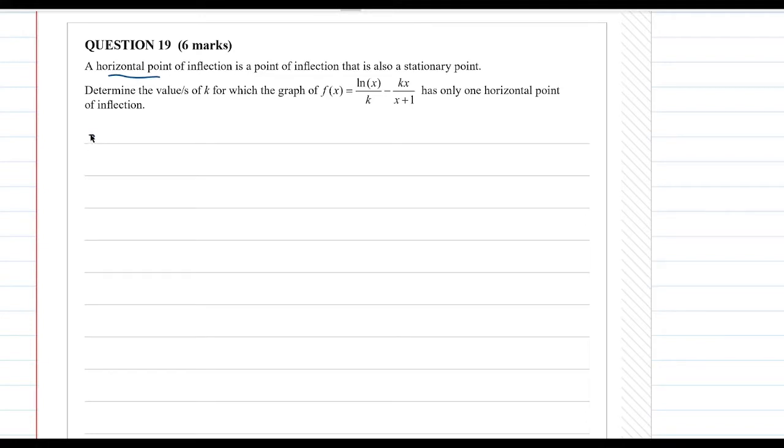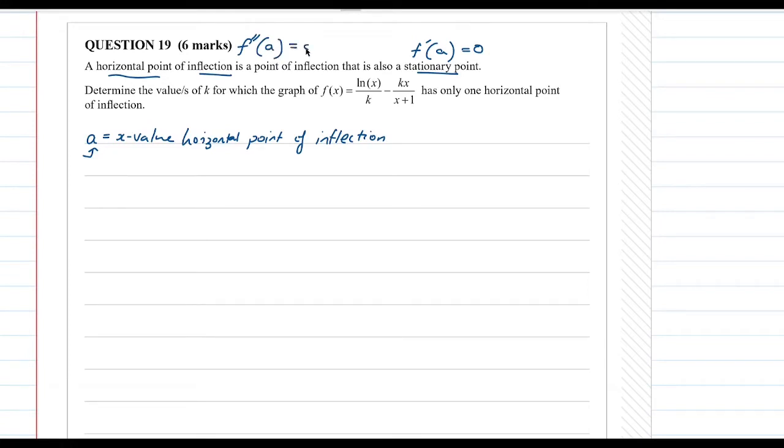So if a was our, say, x value at the horizontal point of inflection, we know that at this value, f dash a will equal 0 because it's a stationary point. And because it's also an inflection point, we know that the second derivative at a will also equal 0. So we'll have two equations and two unknowns, which are k and x, and we can solve it using simultaneous equations. So let's first find f dash of x.